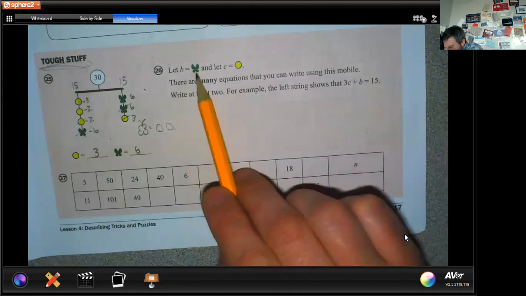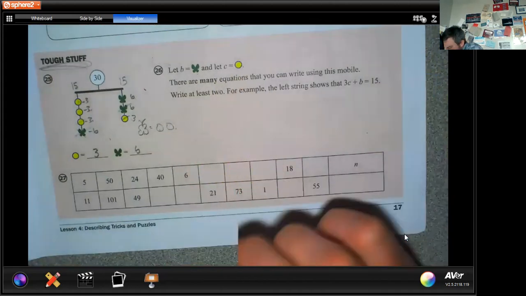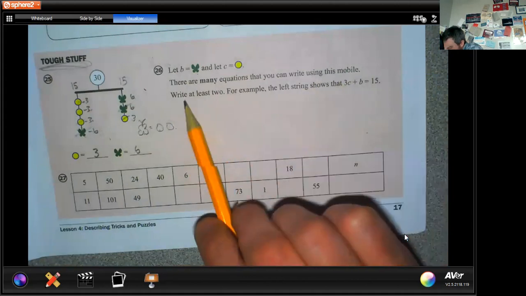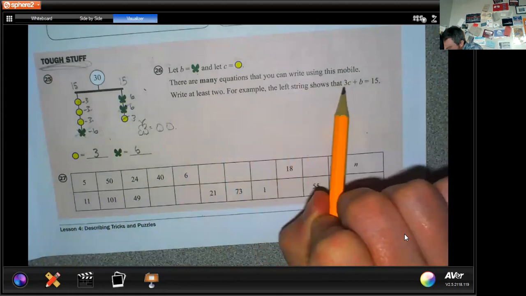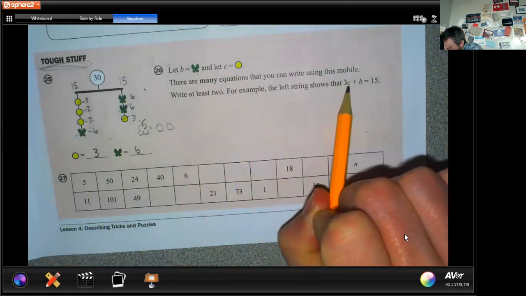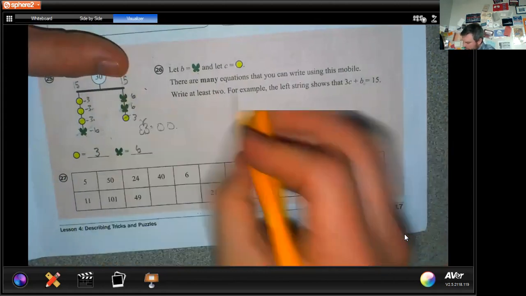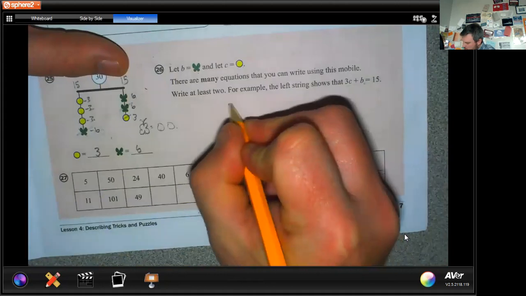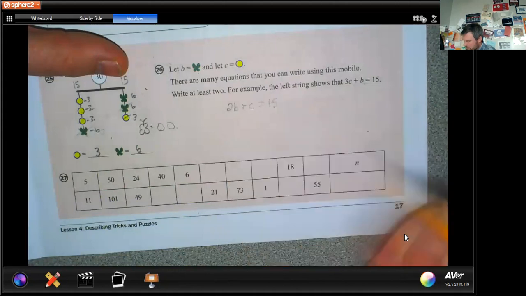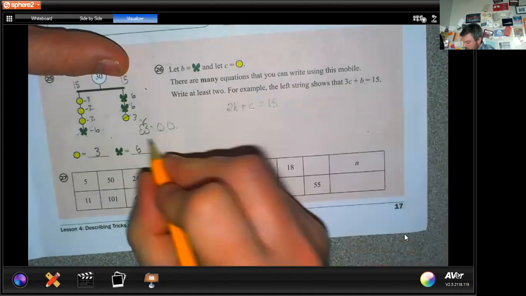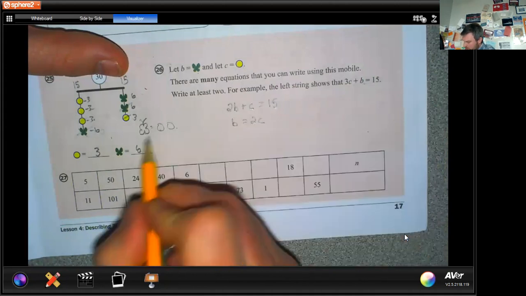Let B equal a butterfly. Let C equal a circle. There are many equations that you can write using this mobile. Write at least 2. For example, the left string shows that 3C plus B equals 15. Well, I can do this side over here, and I can say 2B plus C equals 15. There's one. I could say B equals 2C. That's what we had right there.